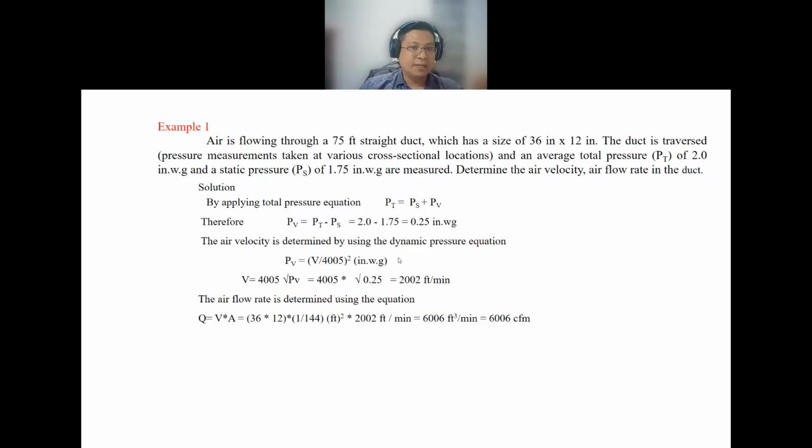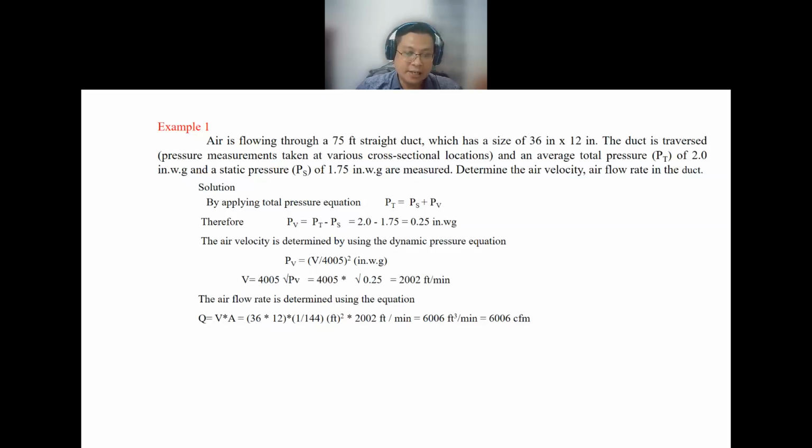The air velocity is determined by using the dynamic pressure equation. So this one is a formula. So PV, and then we can solve for the velocity. The velocity in the unit of feet per minute is 2002. And then for the airflow, V dot, or sometimes we use Q to denote the flow rate. Okay, the formula for flow rate is velocity times area. Area is 36 by 12. And then we can get the Q, the air flow rate.